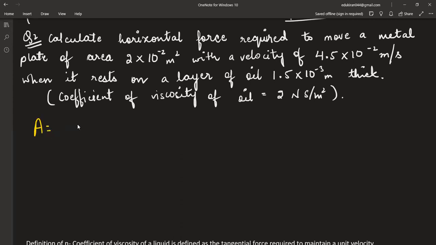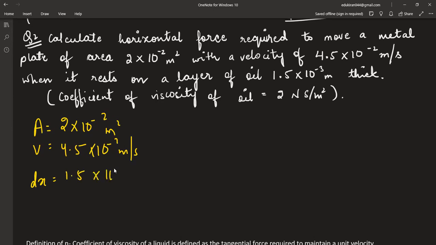See, the area is 2 × 10^-2 meter square. Velocity is 4.5 × 10^-2 meter per second. dx is 1.5 × 10^-3. The coefficient of viscosity is 2 Newton second per meter square. So we have to find out the force, the horizontal force. The force formula is eta A dv over dx.